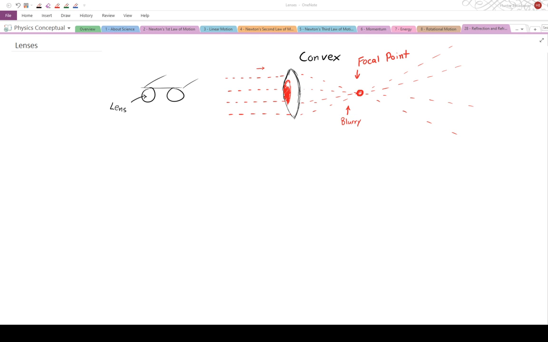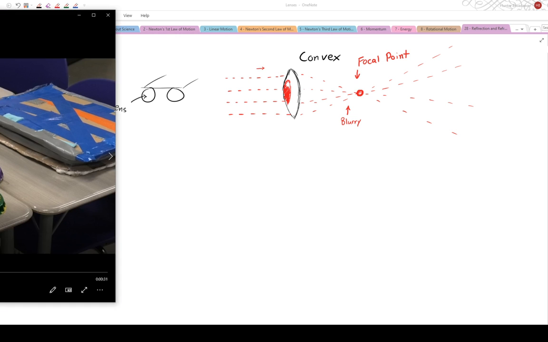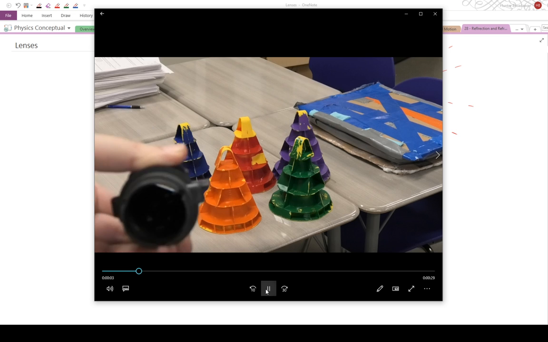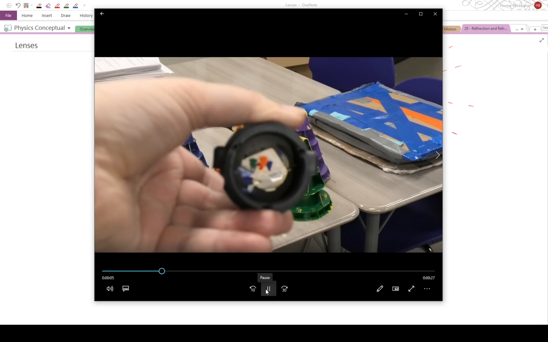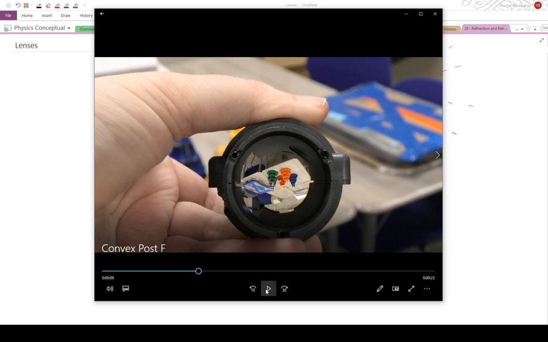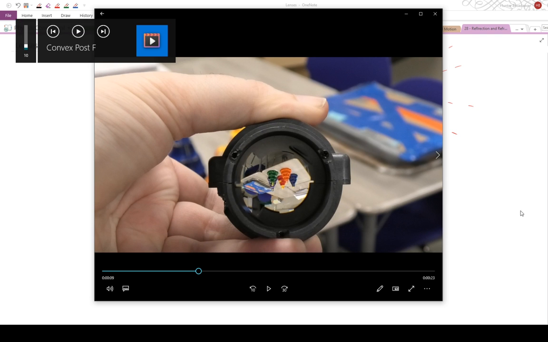Here is an example of a convex lens, and this is using a really good lens that I pulled out of a TV. So this was not bought by school. This was actually a really expensive lens. You can see how clear it is on the other side. But there's something wrong. Well, actually, it's not wrong. It's just kind of the way that the world works.